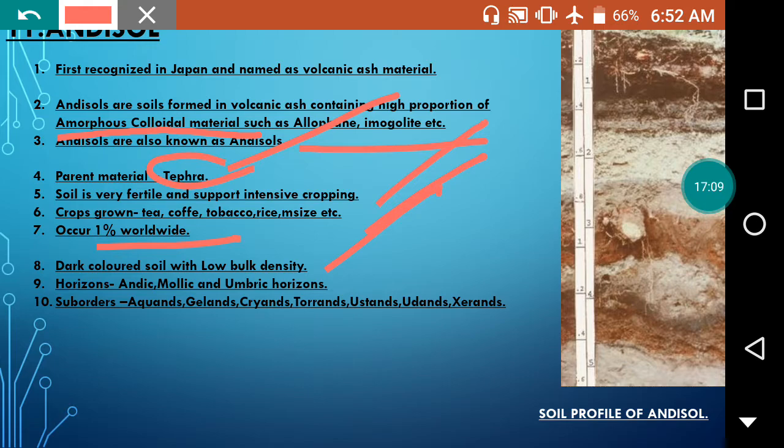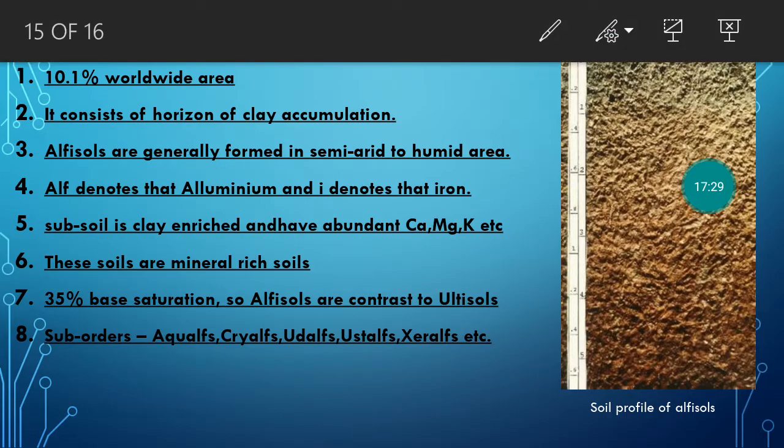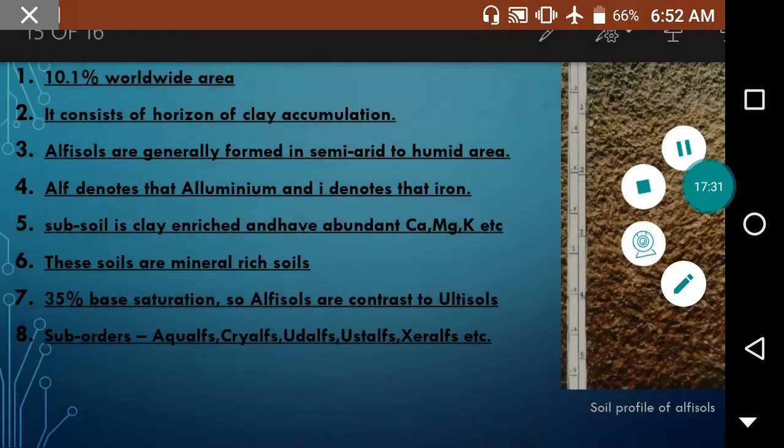After that, the horizons are Andic, Mollic, and Umbric. The suborders given are aquands, gelands, cryands, torrands, udands, xerands. These are some types of the soil suborders. These are actually not important. The suborders are not asked in your competitive exams, but for some knowledge basis, they are good to know.